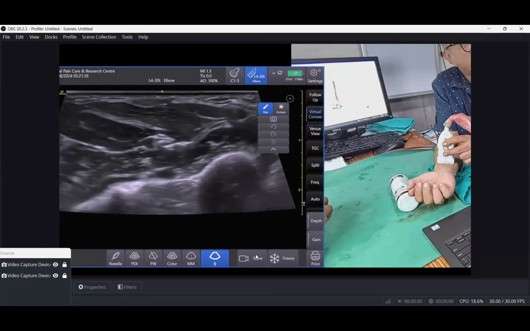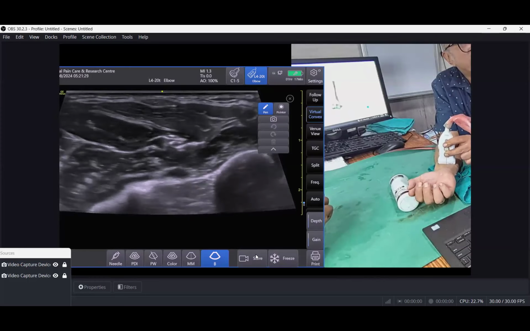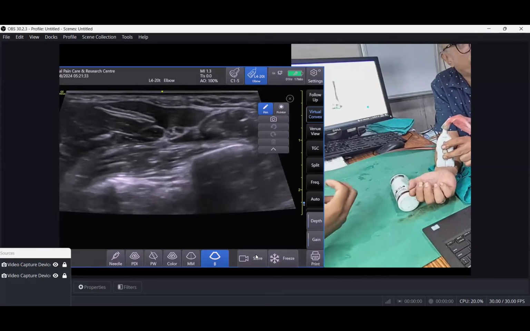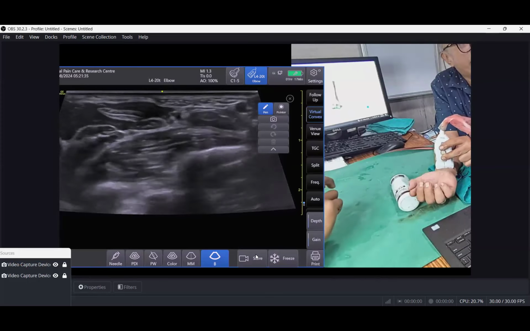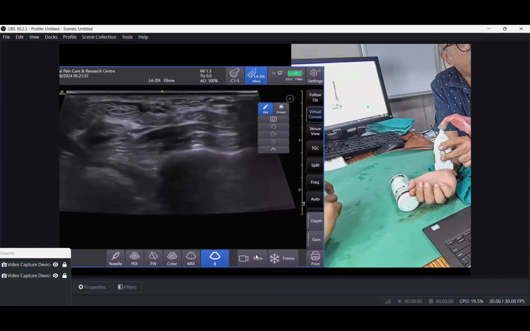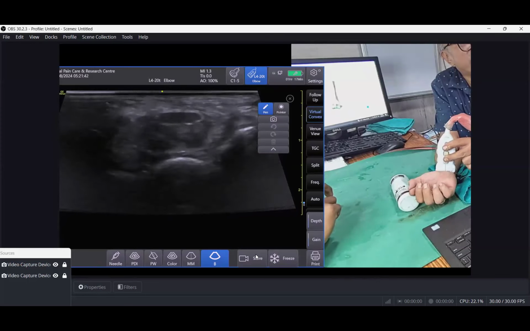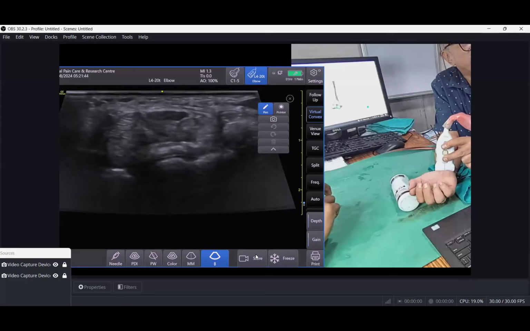Yes, sir. Okay, just trace that. See that, it is coming more superficial. It is coming more up. It is coming more up. Now it is coming into the carpal tunnel. Can you see? Now it is coming to the top of the carpal tunnel. So this is the median nerve. This is one way to identify the median nerve.